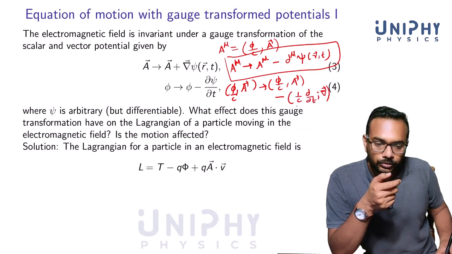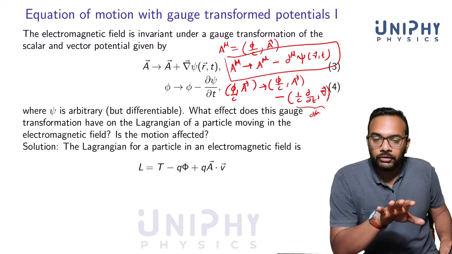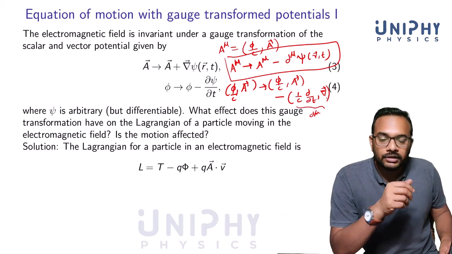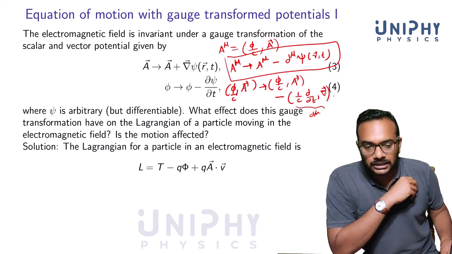Okay, this is ∂_μ. These are the components of ∂_μ. Now, if you are not familiar with this 4-vector notation, don't worry. We'll be discussing these things in detail when we go to the special theory of relativity. Okay, there's a section on special theory of relativity.